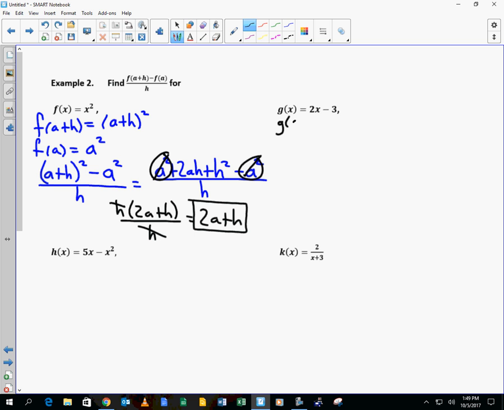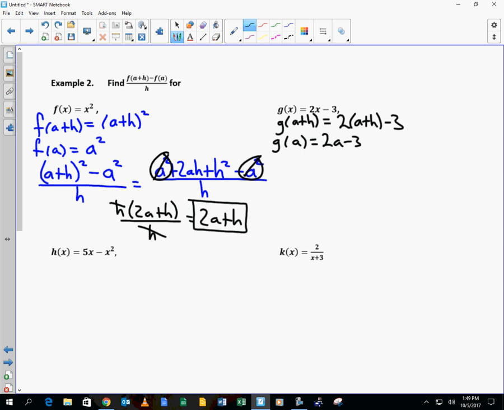G of a plus h. What is g of a plus h? 2 times a plus h. Can you understand that some people might forget to write the minus 3 on the end there? That's a mistake that sometimes comes up, so be careful of that. Now I'm going to write g of a. That will be 2a minus 3. Right?